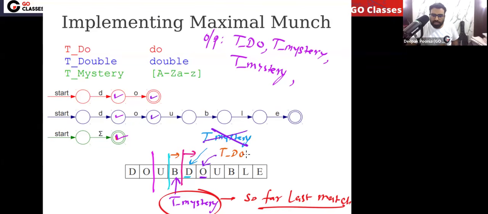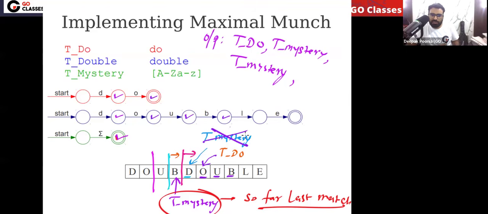Now remember, this DO is the so far last match. But I will go long. So you can see you will read U. When you read U, then the first NFA is stuck. Yes or no? The first NFA is stuck. The third NFA is stuck. What about the second NFA? The second NFA will go here.